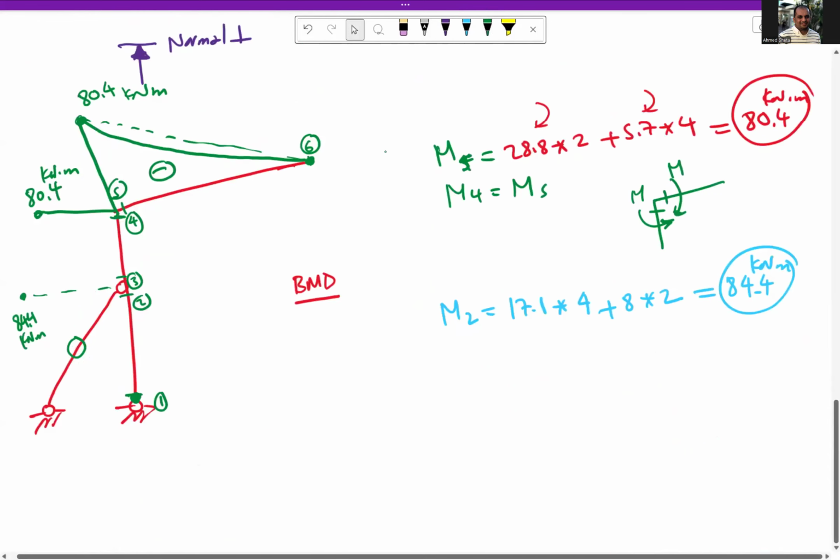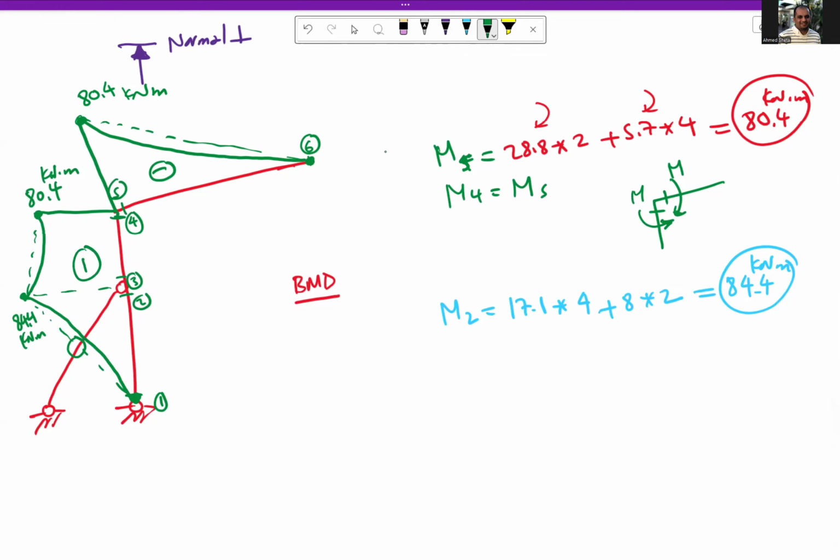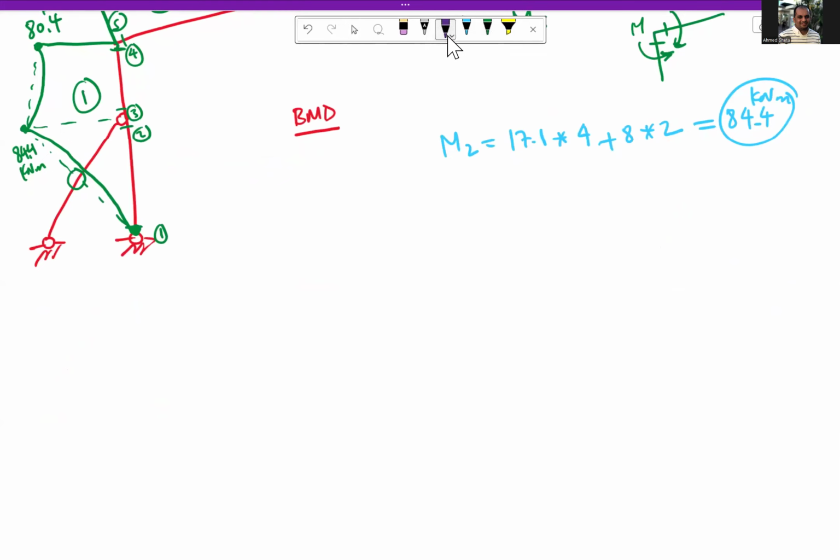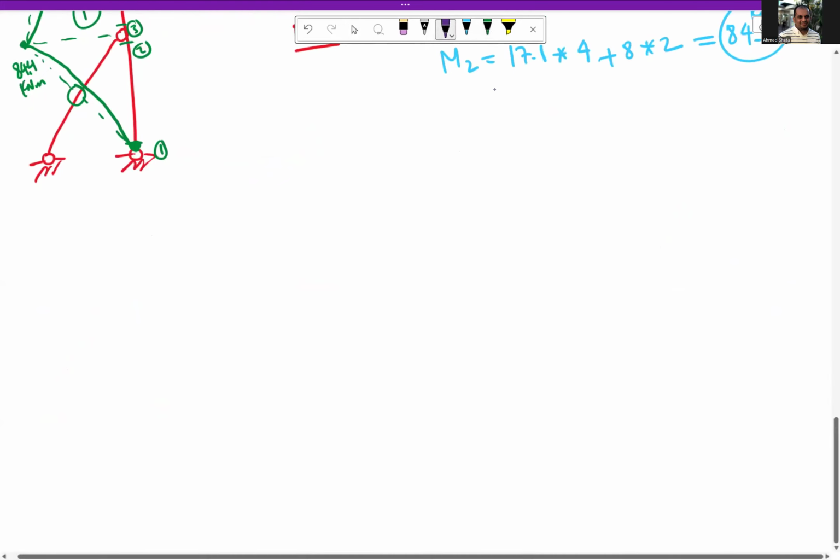From 1 to 2, from here to here, we have the uniform load, so we need to connect them with a parabola. Then from section 3 to 4, we connect it with a parabola. So this is our moment. The moment is negative on the column and negative on the cantilever, or on the rafter itself. The next is drawing the shear force diagram.